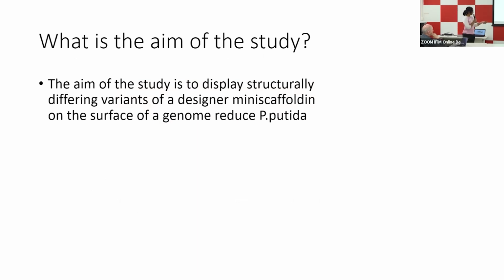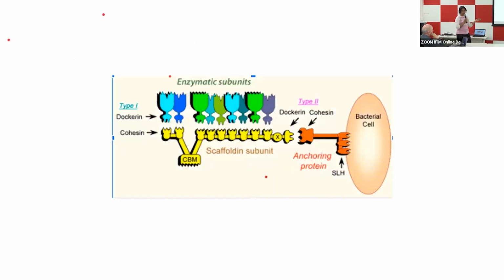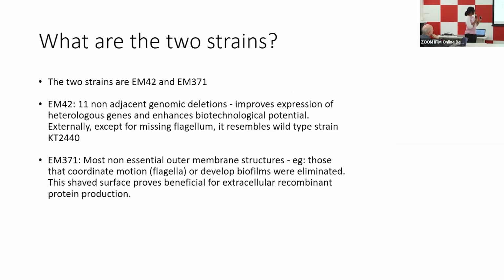So before I start, I wanted to just explain a bit about the cohesin-dockerin pairing. So basically, in our bacterial cell, we have a scaffolding subunit on the surface. The scaffolding subunit has a cohesin binding domain that binds to the dockerin binding domain, which is there on the enzymatic subunits. So the greater the binding affinity of the cohesin-dockerin pair, the greater the effectivity of our enzyme. So moving forward, we're taking two strains of Pseudomonas putida, which are EM42 and EM371.